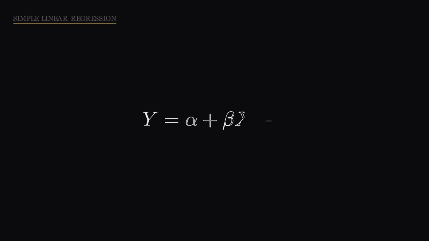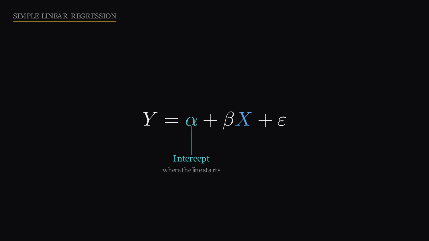Here is an equation you have almost certainly seen before. The equation of simple linear regression. And with it, economists make claims about almost anything we can measure. Y is the variable we are trying to explain. X is the variable that influences Y. Alpha is just where the line starts. Beta is the slope. It tells us how much Y moves when X moves by a single unit. And epsilon is everything else.